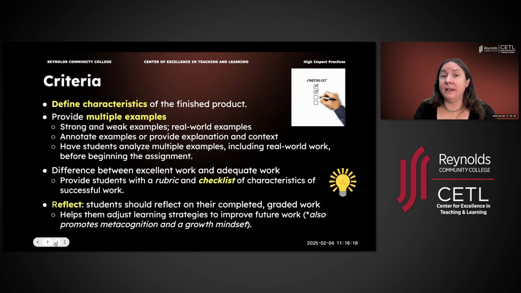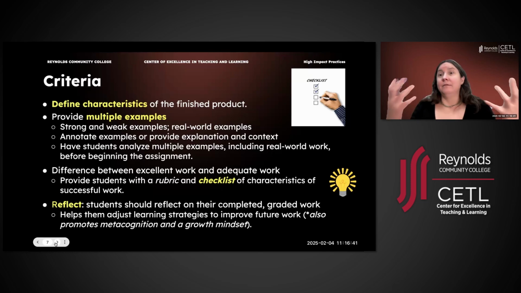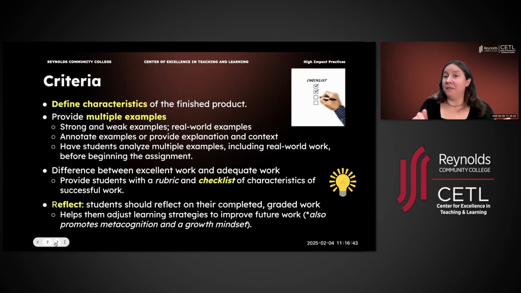You can annotate those examples or provide some explanation and context. Even better is to have students analyze multiple examples of the assignment, including real world examples, before they begin the assignment. That's going to really help them think about what it is they're supposed to be doing. You can get student permission for strong student examples. You could also create weak examples using generative AI, which is often better because even if we take a student's name off, it would be unfortunate for a student if we use theirs as the weak example.